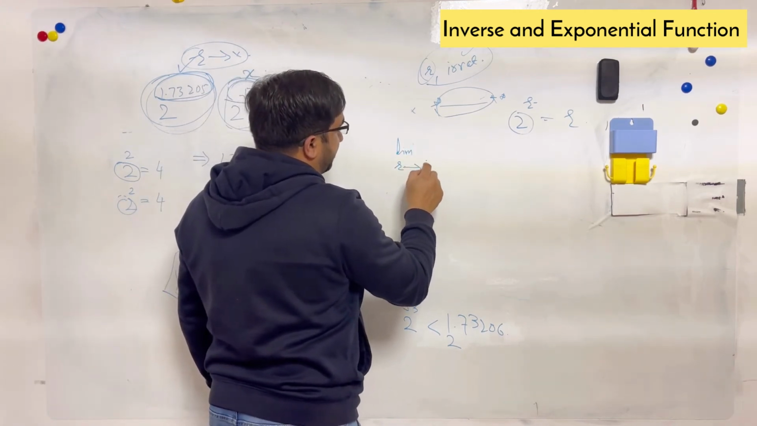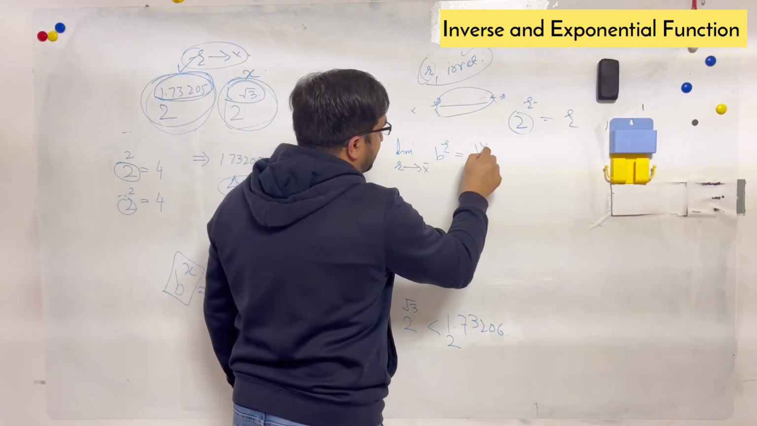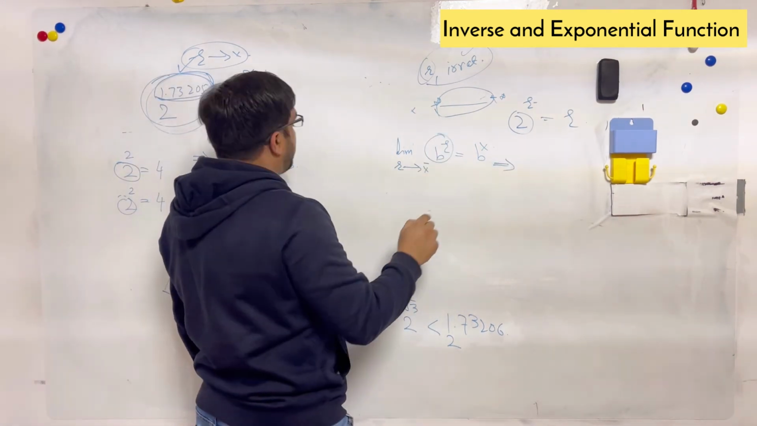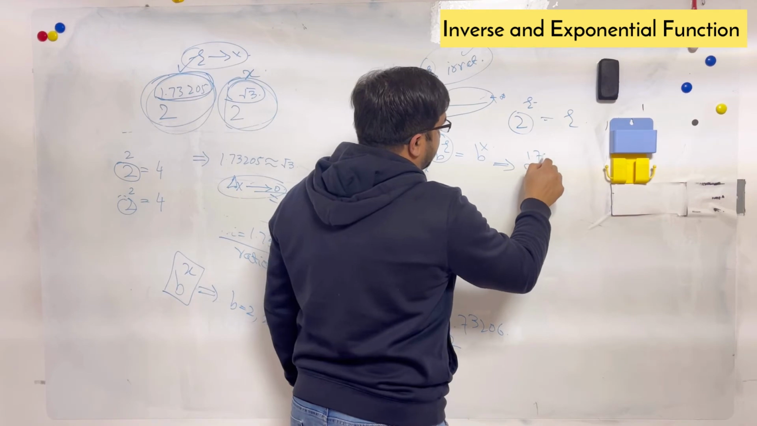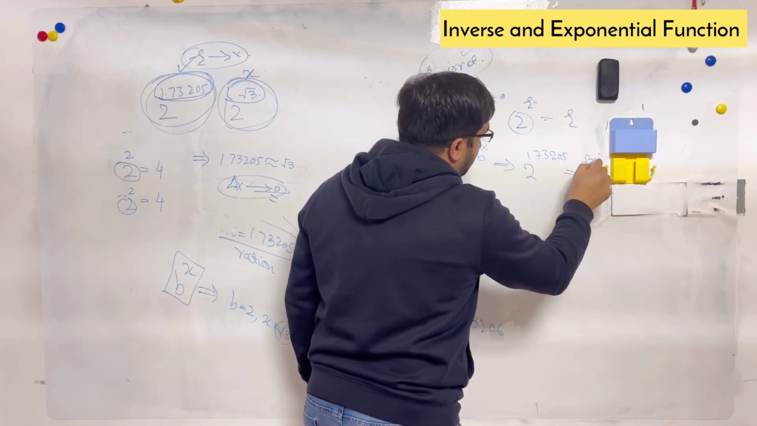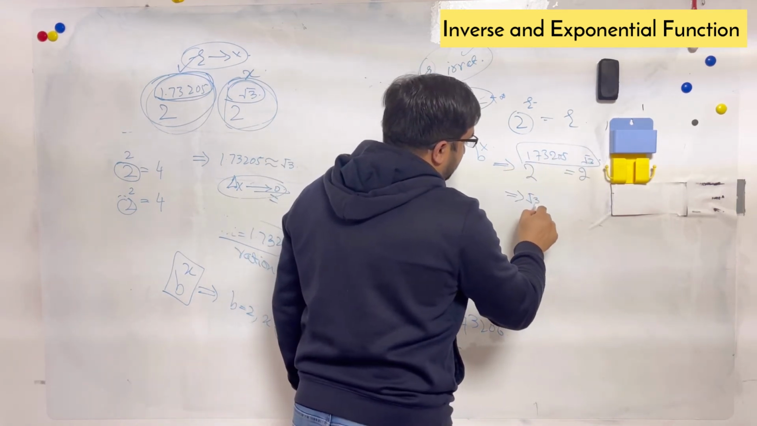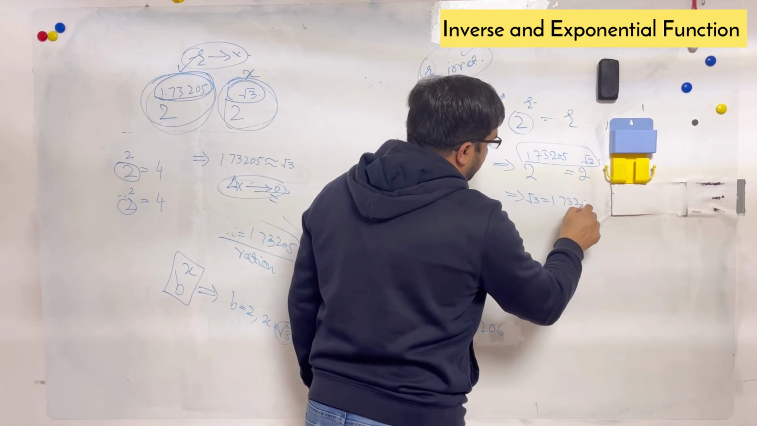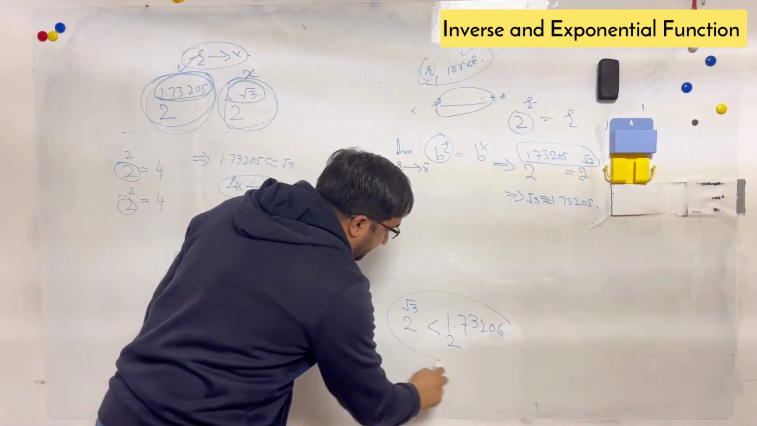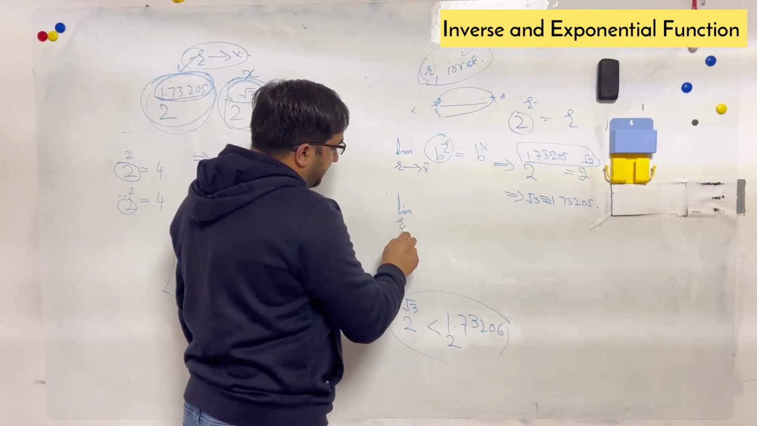the limit r approaching x from the negative side, b raised to the power r is equal to b raised to the power x. Means b raised to the power r was 2 raised to the power 1.73205, and this is equal to 2 raised to the power root 3, and if they are equal, then it means the value of root 3 is 1.73205 approximately.